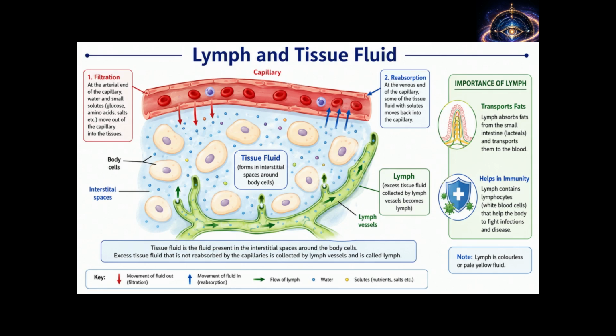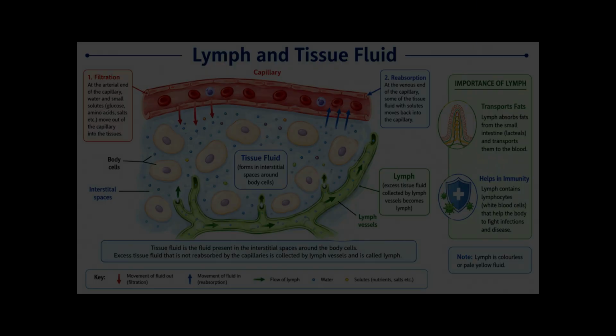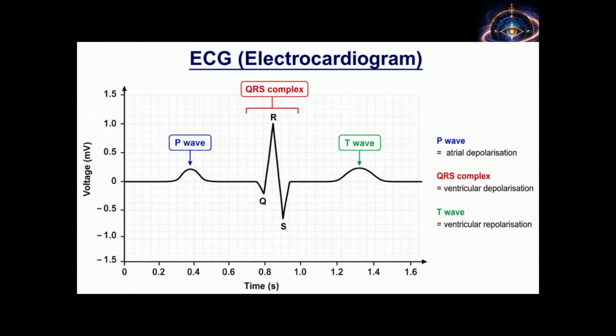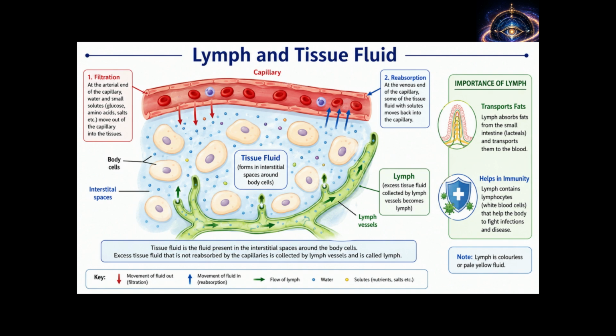Q28. What is ECG? ECG is a graphical record of electrical activity of the heart. Q29. What does P-wave represent? P-wave represents depolarization of atria. Q30. What does QRS complex represent? QRS complex represents depolarization of ventricles. Q31. What does T-wave represent? T-wave represents repolarization of ventricles.